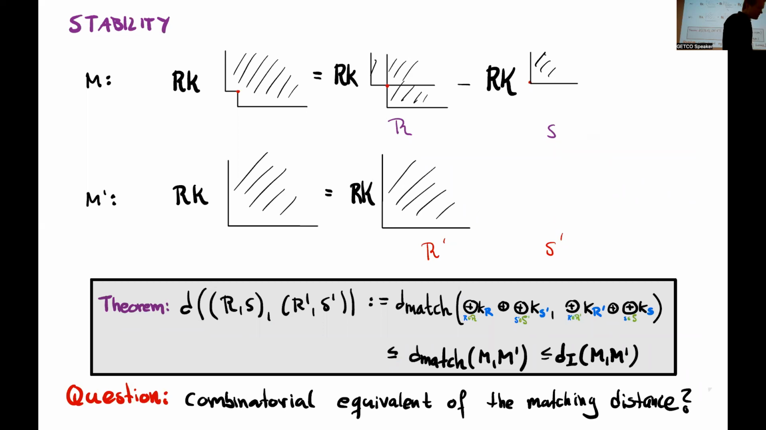So the stability tells us that if I take whatever I had to add here in order to avoid double counting, I combine that with what I had in my original module, and then I take the new R in the perturbed module and combine it with what was in the S prime, the other module, then those two will be close. So specifically, the matching distance between this one together with this one and this one together with this one will be bounded by the interleaving distance of the 2 original modules. Or the matching distance, maybe it's a better idea.